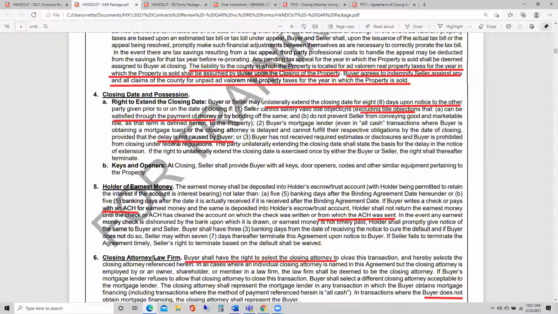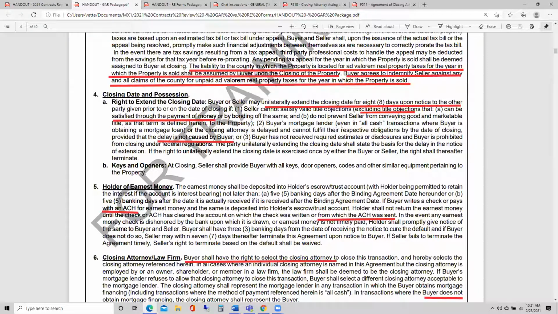that is not a valid reason for a party to unilaterally extend. It's just if there is a title issue like a cloud on title, the proper chain of title hasn't been fully cleared, and so forth. Also, if there's an issue with title where the seller cannot convey good and marketable title, then either party may extend the contract for 8 days.